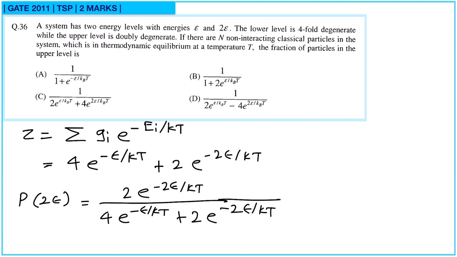So here we have to just solve it again. So divide by 2 into e raised to minus 2 epsilon by kt throughout. So in the numerator it will be 1. So this will be 1 plus 4 by 2 is 2 and e raised to minus epsilon by kt upon minus 2 epsilon by kt. So this will be minus 1 plus 2. So this will be plus 1. So epsilon by kt. So here option B is correct.